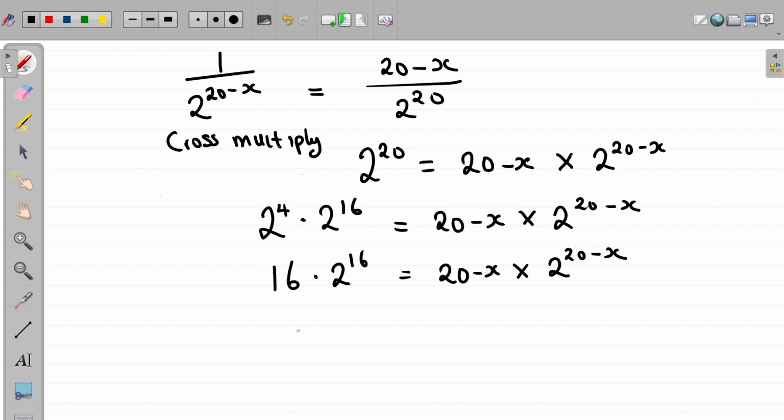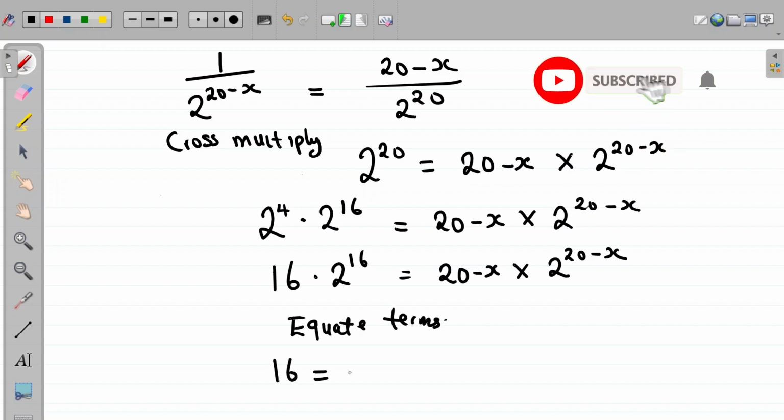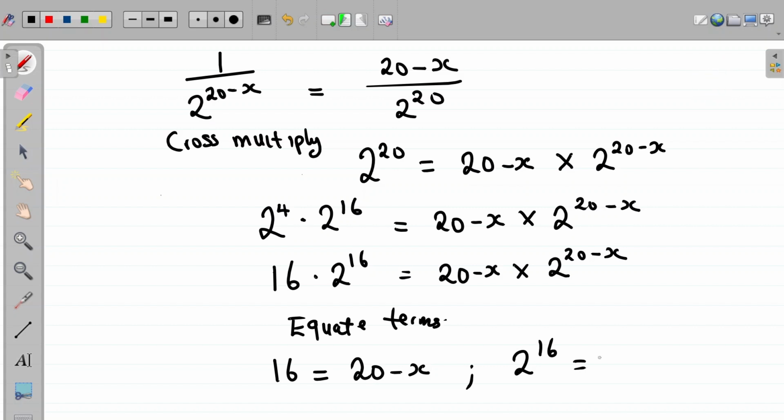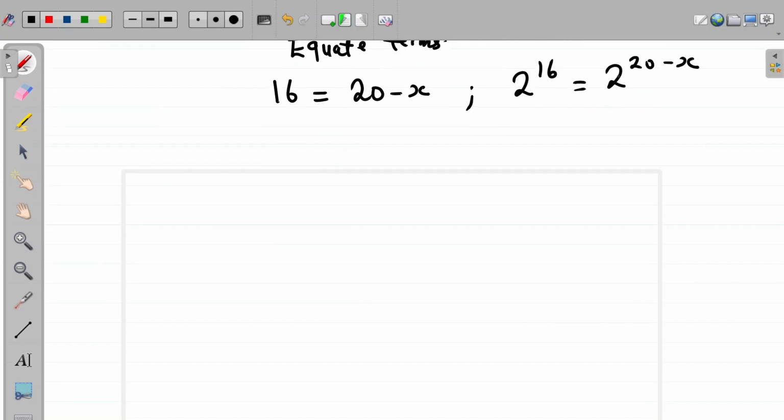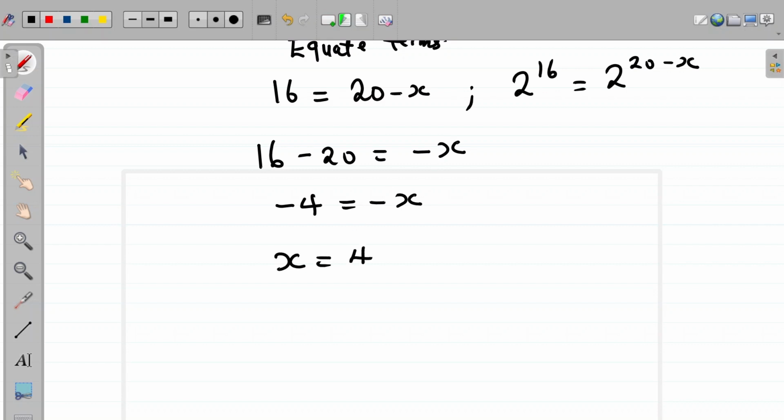Now, if we equate terms, we have that 16 will be equal to 20 minus x and 2 raised to the power of 16 will be equal to 2 raised to the power of 20 minus x. So therefore, we have that 16 minus 20 is equal to minus x. So this becomes minus 4 equal to minus x. So x is equal to 4.